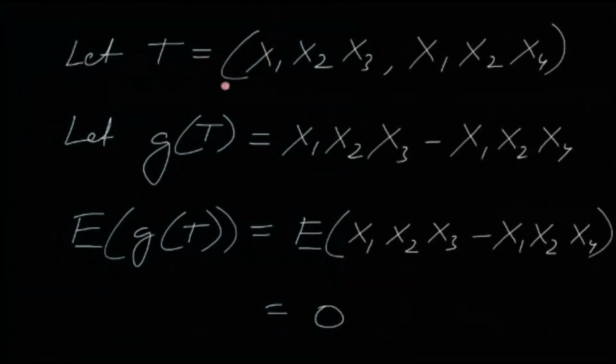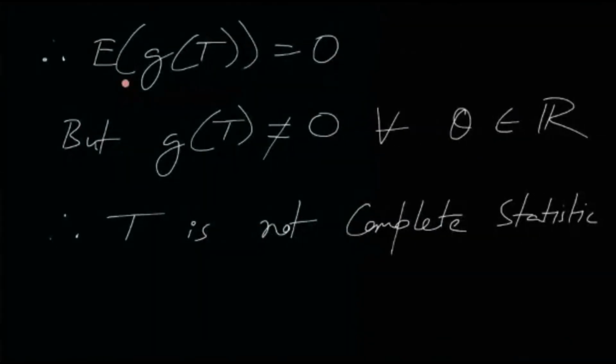Let T denote this thing, x1, x2, x3, comma x1, x2, x4. We have to prove or disprove that this is a complete statistic of theta. So let g of t be a function of theta, which is nothing but x1, x2, x3 minus x1, x2, x4. The expectation of this thing is actually 0. Why? Because x1, x2, x3, x4 are IID with mean theta. Therefore, this entire thing turns out to be 0 because expectation splits out since they are independent. That means expectation of g of t is 0.